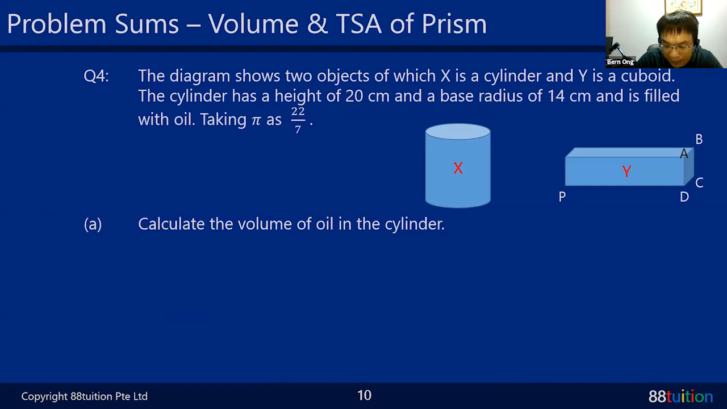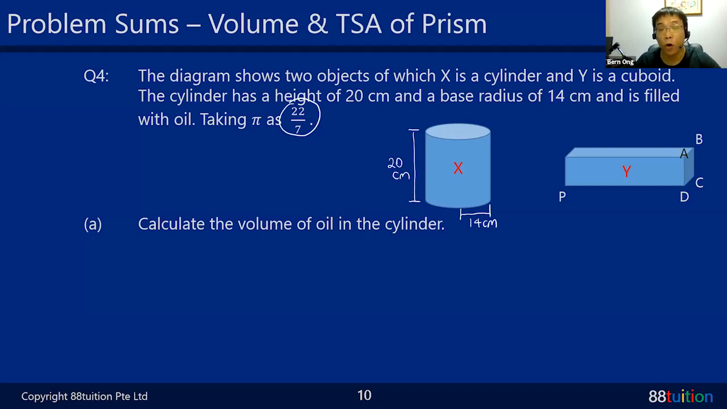Okay. The cylinder has a height of 20 cm. So I like to put in information. This is 20 cm. Base radius of 14, so down here is 14 cm. And it's filled with oil. Pi is 22/7. Very good. The question gives you pi as 22/7, you take it. If the question never says, use your calculator's pi. All right, you must give the pi down here. It's 3.141592654. Use your calculator's one.